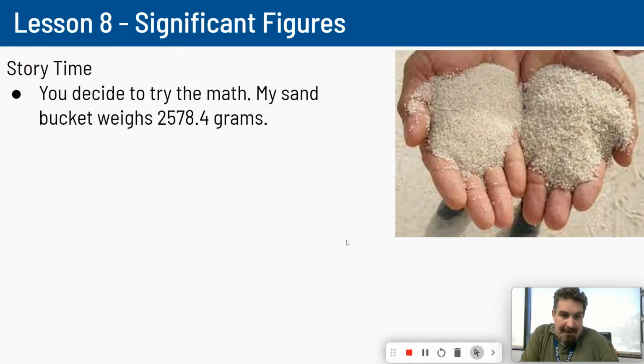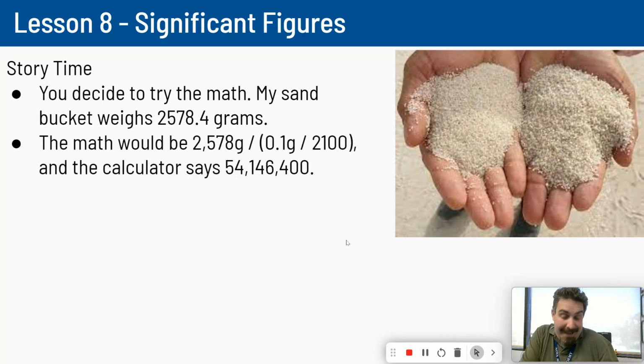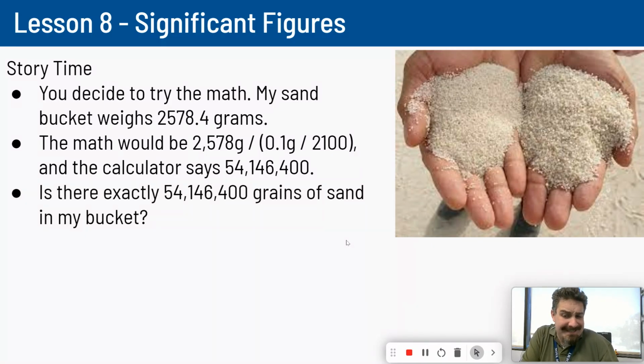So we try to do the math. My sand bucket weighs 2,578.4 grams. The math would be 2,578 grams, that's what it weighs, divided by 0.1 gram per 2,100 grains. You put it into the calculator correctly, and it says 54,146,400.